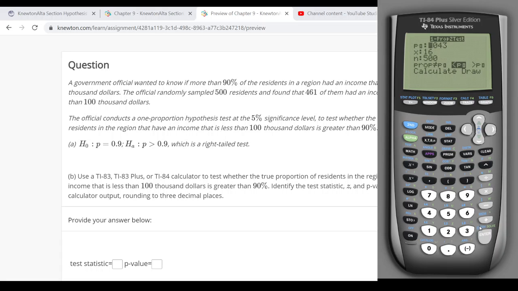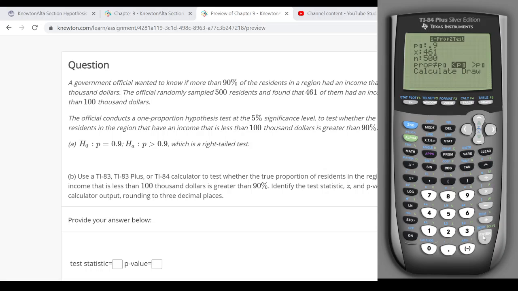So I go down to number 5. Now, this first line is p0. That's what is being assumed from the null hypothesis. We're assuming that p is 0.9, so I'm going to put in 0.9, 90% here. Then x is the number of successes in the sample that was taken. Remember, the official sampled 500 residents and found that 461 of them had an income less than $100,000. So the x is 461, and the n is 500. The sample size is 500.